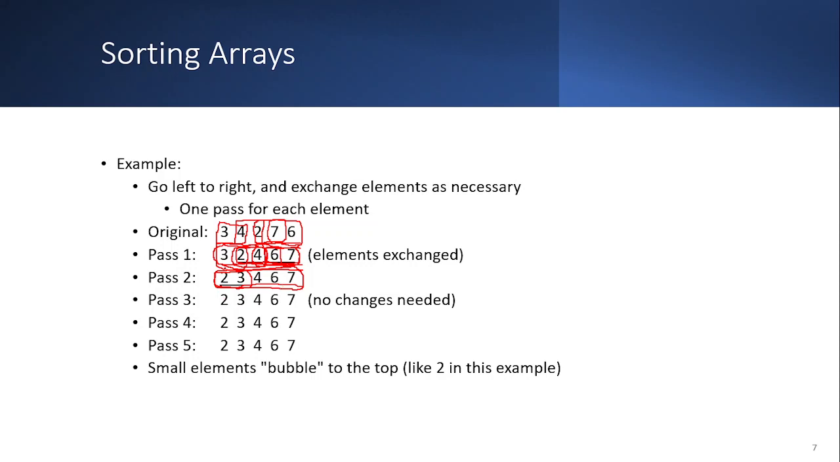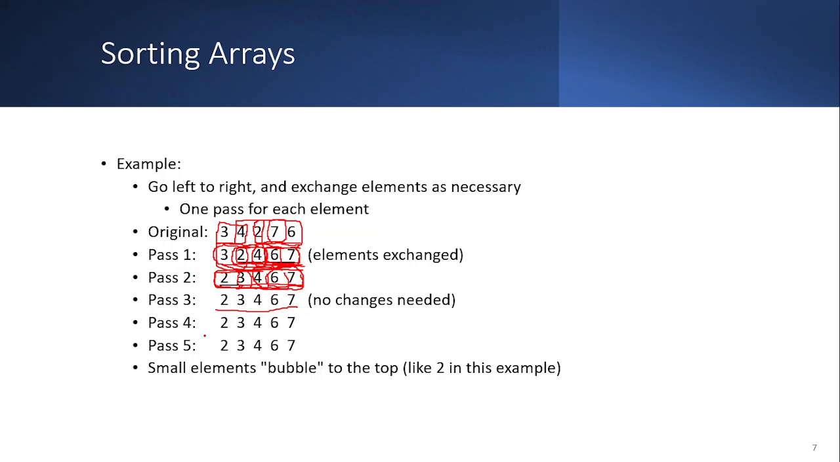Now pass 3 would start working on this array. It will start with the first pair 2, 3. Does it need exchange? No, the values are sorted, so it doesn't need exchange. Then 3, 4, does it need exchange? No, they are also in correct order. 4 and 6, they are also in correct order. 6 and 7, they are also in correct order. We don't need to change. So this array would remain unchanged, but we don't know if it is sorted yet or not. So we'll continue with the passes.